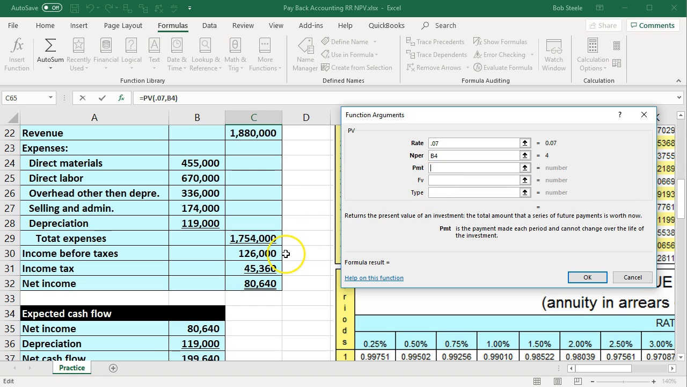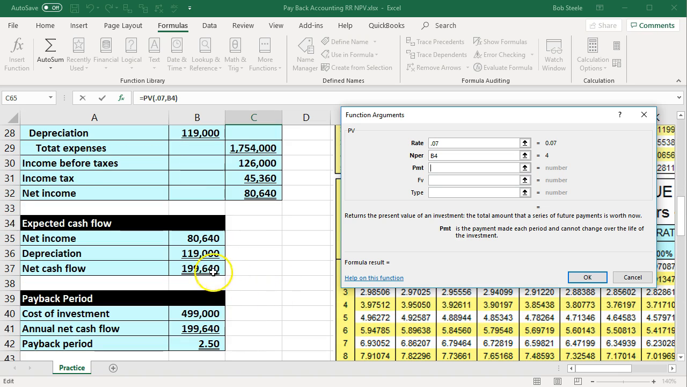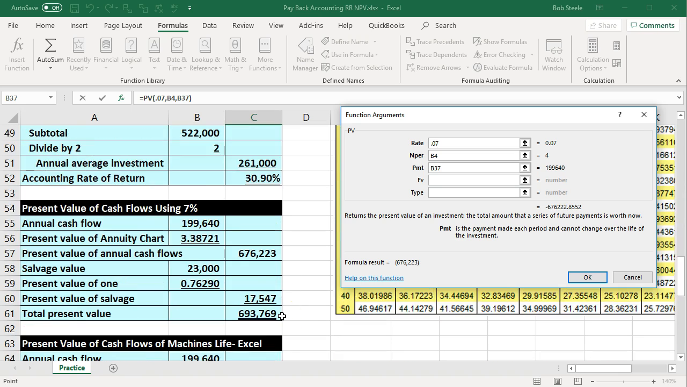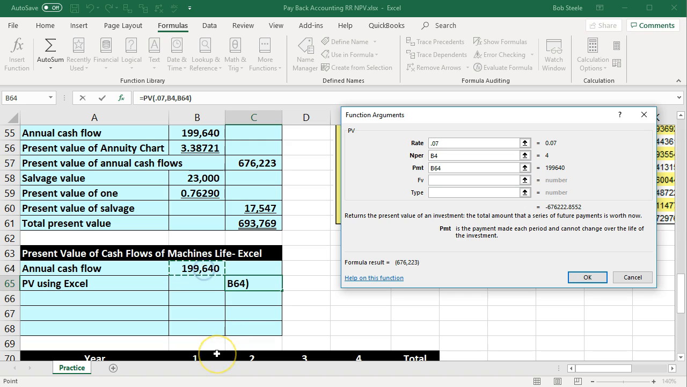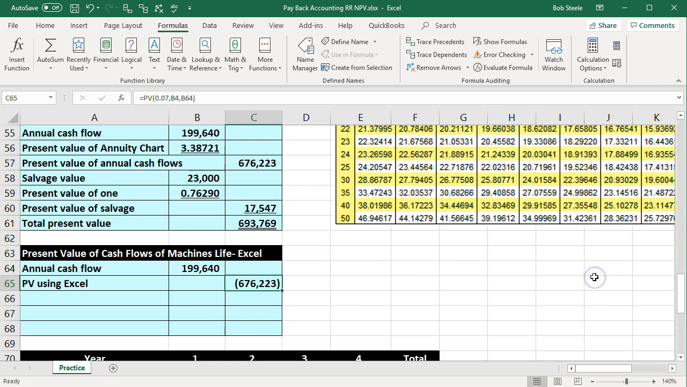So this is the tricky part. In an annuity, it is what you would expect. We would pick the payment of the 199, or I also put it right here, the 199. And you can see it's actually given us the calculation down below already. That's going to be the 676. It matches this number, it looks correct. So I'm going to say OK.